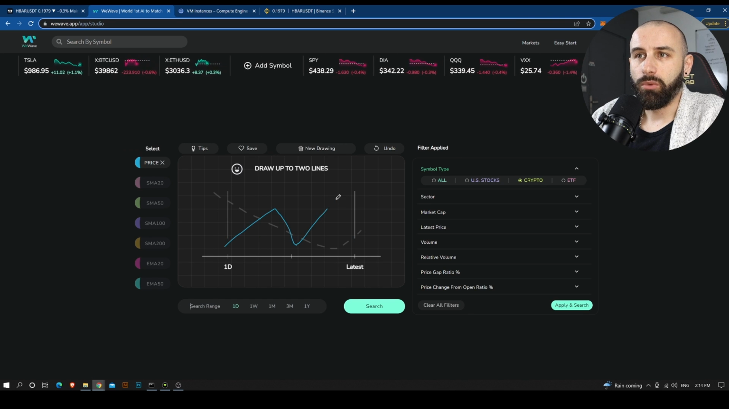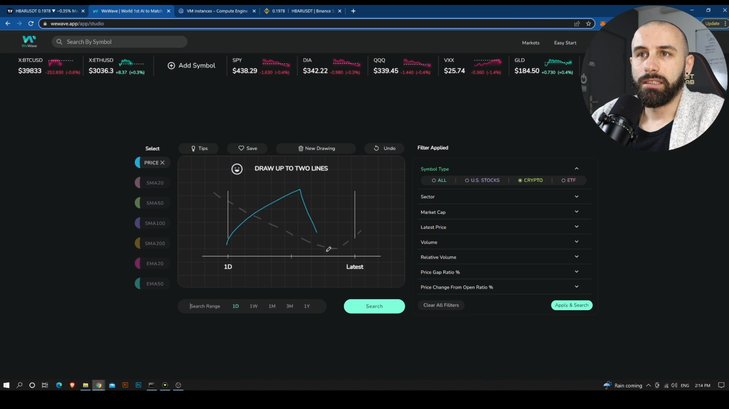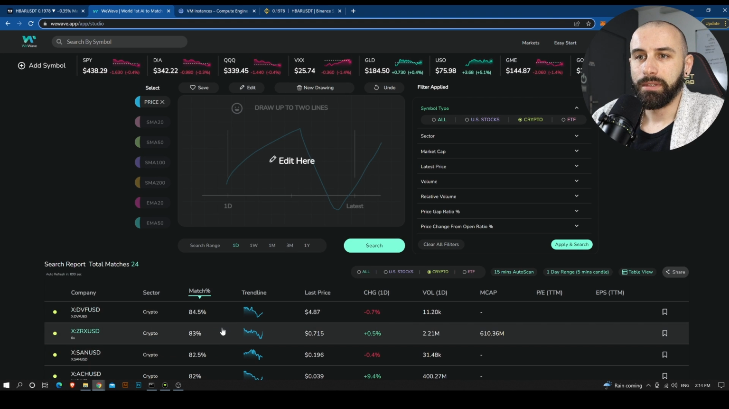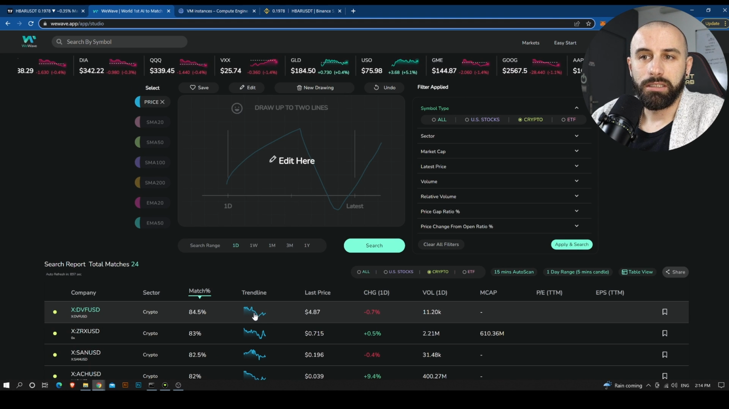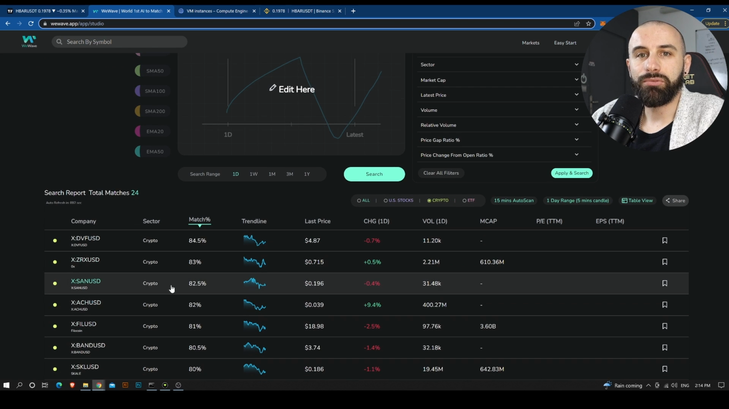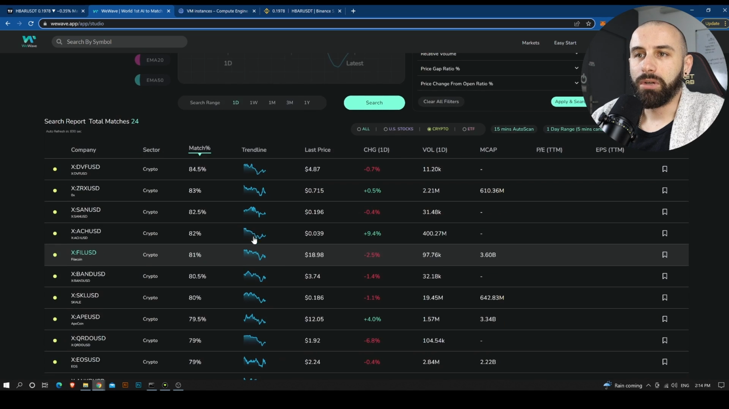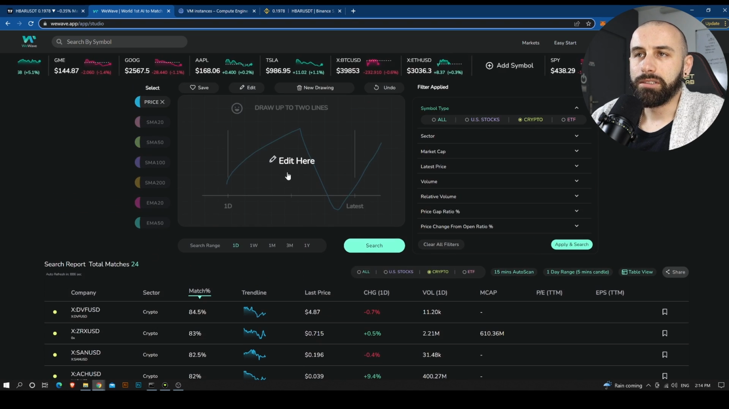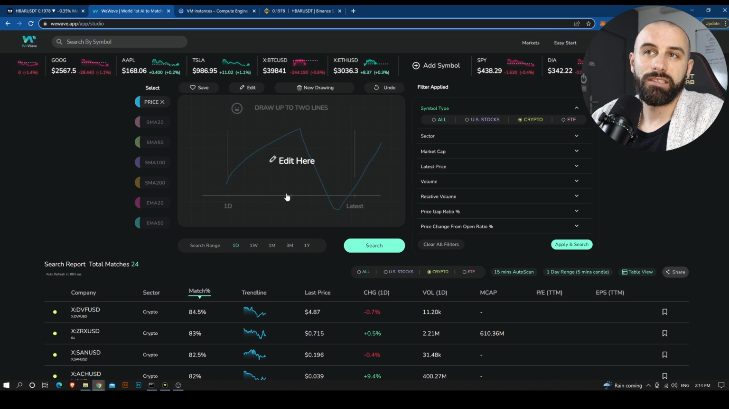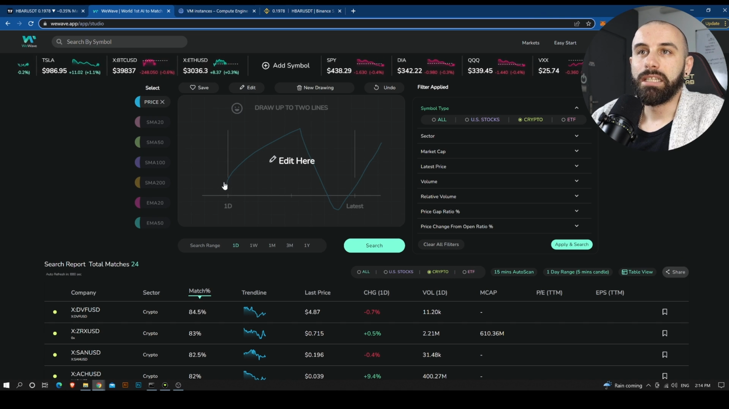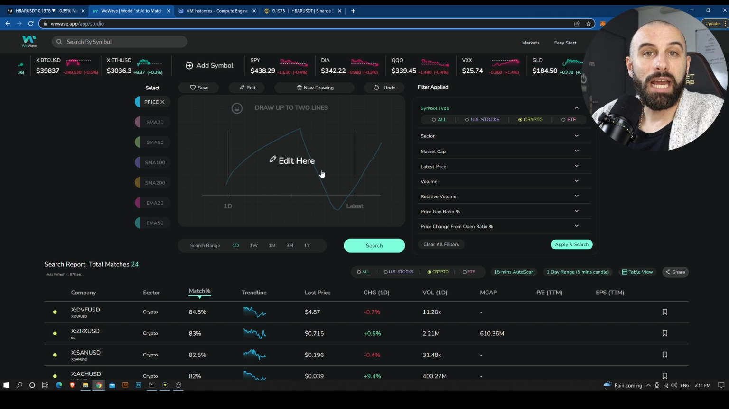For example, if I want this, I will search. And the pattern has been recognized with some pairs right here, more or less, that are following my drawing. So it's okay, but I don't want this. This was just to show you how the tool works. It is a very good tool. It can help you identify patterns that you like trading generally.